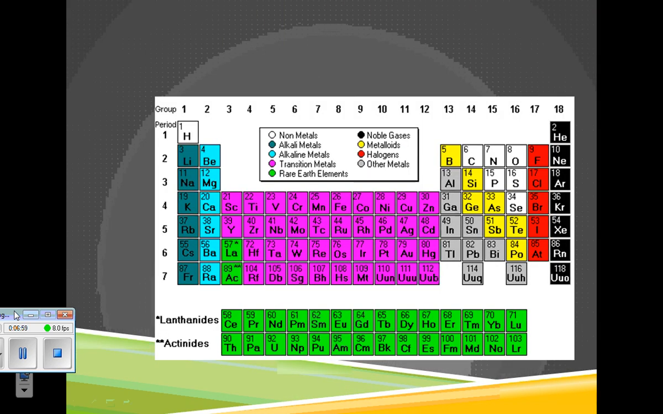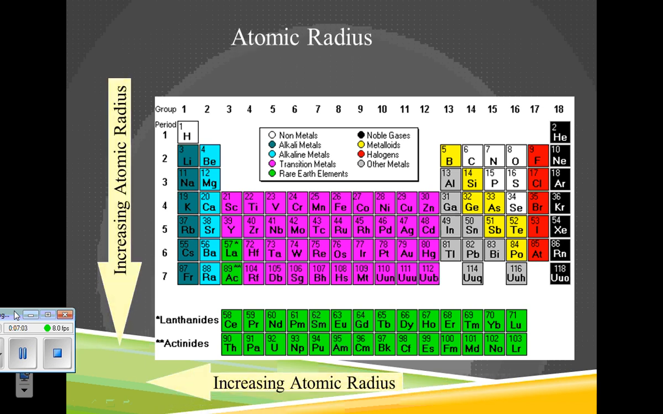Here's our periodic table looking at them. We're going to put it in again. Atomic radius increases as I go down and increases as I go to the left. So the biggest one is francium at the bottom, and the smallest one would be helium at the top right.